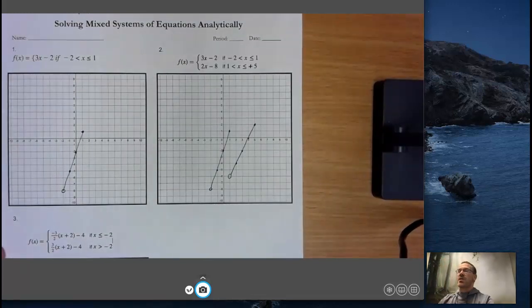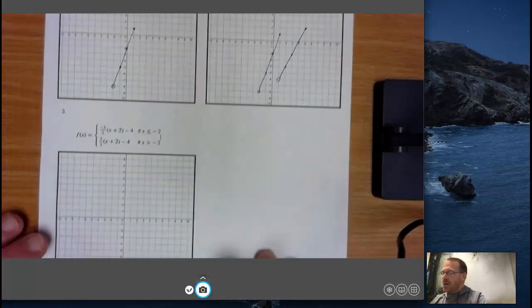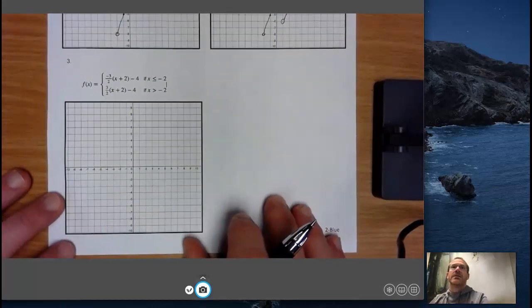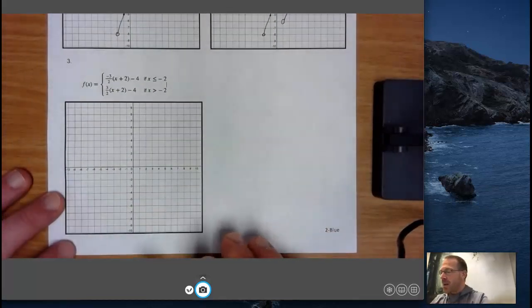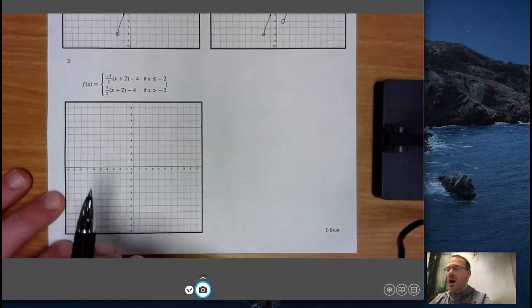So if for some reason the graph you create does not pass the vertical line test, then something is wrong. Go back and look at your interval, look at your function. Something went amiss. Okay, so now let's look at our last example together for this lesson.